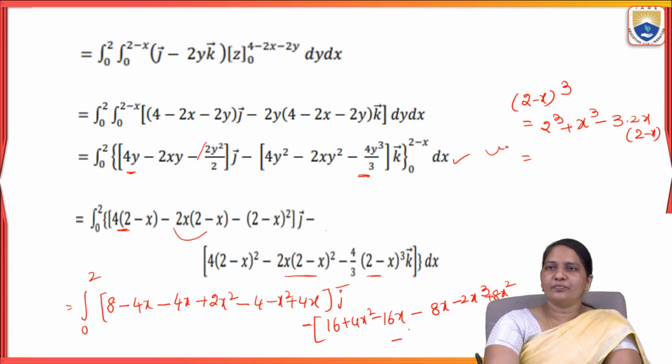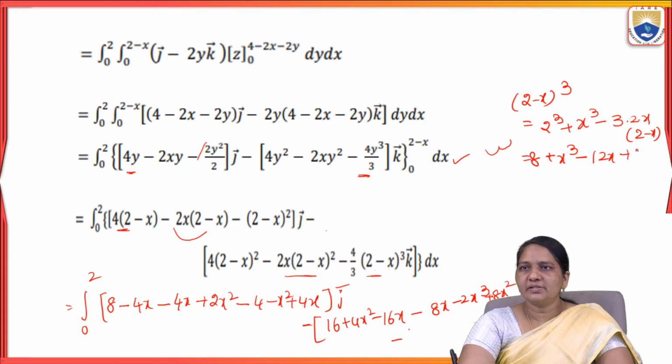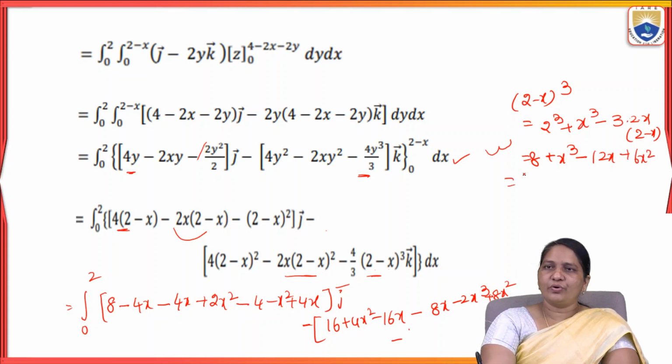2 cube, 2 2s are 4, 2 2s are 8. So this is 8 plus x cube minus here 3 2s are 6, 6 2s are 12, so minus 12x plus 3 2s are 6, 6 2s are here 6x square plus 6x square. This is the value we are going to multiply with 4 by 3. So 4 by 3 into 8 plus x cube minus 2x, minus 12x plus 6x square, 6x square. So here this is 24 by 3 plus 4x cube by 3.